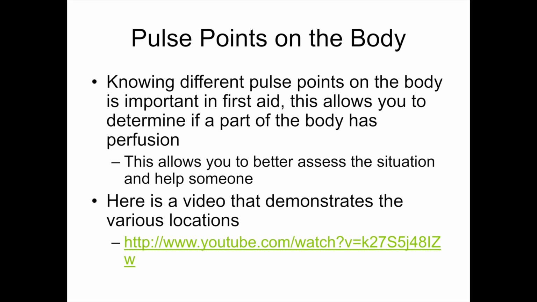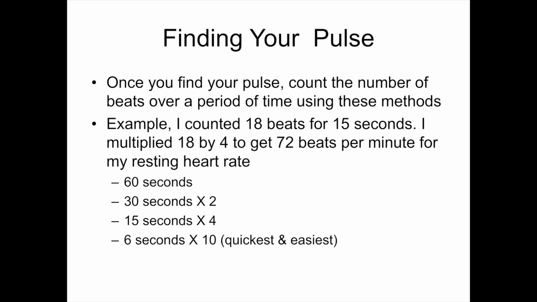Here is a video that can corroborate and further elaborate on those pulse points, so please watch that as well. Once you've found your pulse, depending on the site you're using, count the number of beats over a period of time. You can count fully for 60 seconds, and then you'll know exactly what your heart rate is, but that takes too long. You can count for 30 seconds and multiply that number by 2. Count for 15 seconds and multiply that number by 4. For example, 18 beats for 15 seconds, take 18 multiplied by 4, and your heart rate is 72 beats per minute. You can also do 6 seconds and multiply by 10, and that's the fastest and easiest.